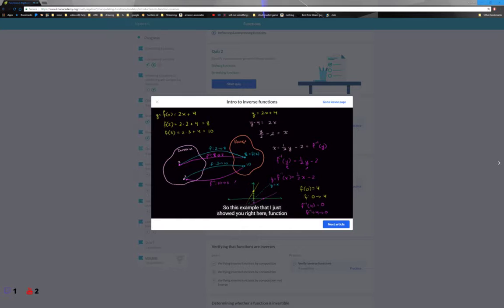So this example that I just showed you right here, the function takes you from 0 to 4. Maybe I should do that in the function color. So the function takes you from 0 to 4. That's the function. f of 0 is 4. You see that right there. So it goes from 0 to 4. And then the inverse takes us back from 4 to 0. So f inverse takes us back from 4 to 0. You saw that right there. When you evaluate 4 here, 1 half times 4 minus 2 is 0.